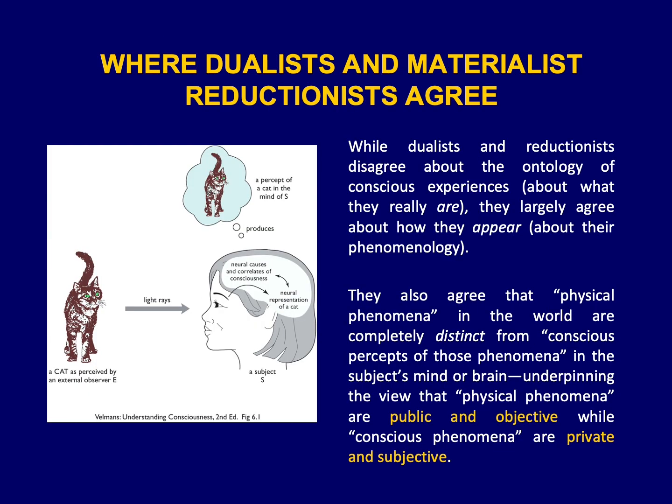But note too that while dualists and reductionists disagree about the ontology of conscious experiences, in other words, about what they really are, they actually largely agree about how these phenomena appear, that is, about their phenomenology. And they also agree that physical phenomena in the world are completely distinct from our conscious percepts of those phenomena. And that underpins, if you like, the common view that physical phenomena out there in the world are public and objective, while conscious experiences of those phenomena, whether thought of in a dualist way or reduced to a state of the brain, are private and subjective.